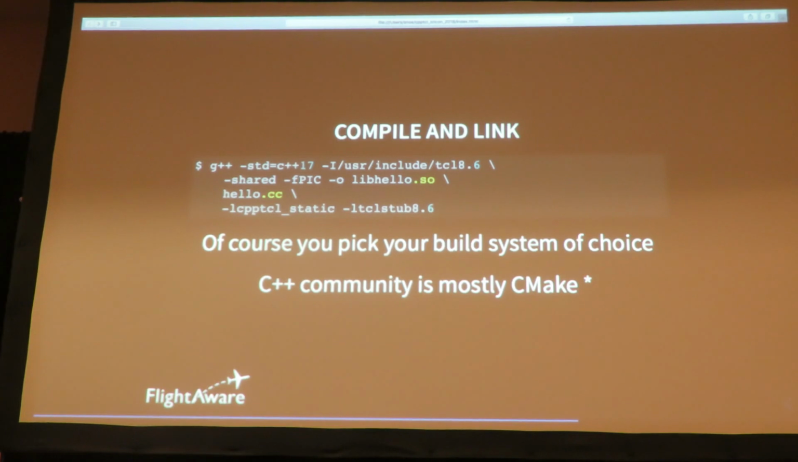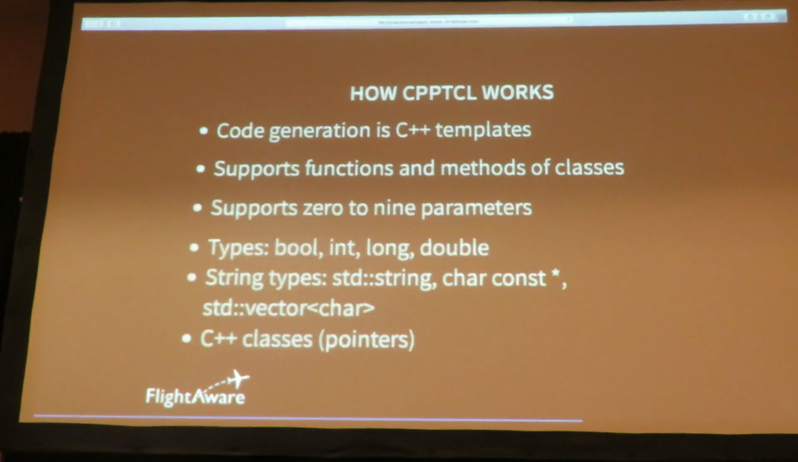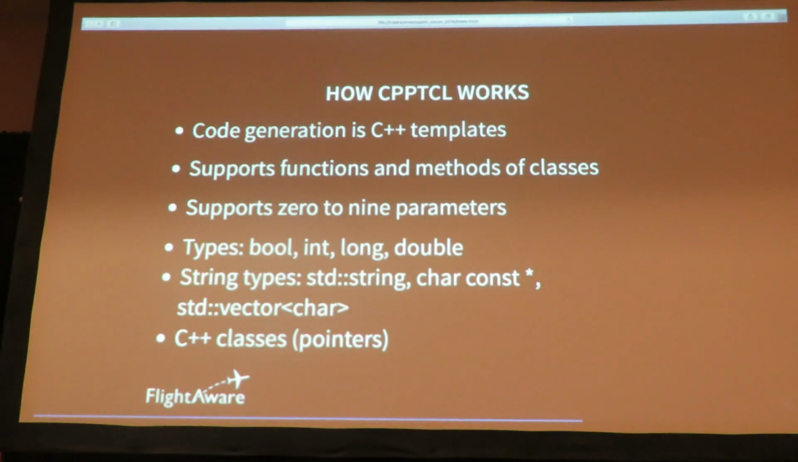I'm not in love with CMake, but we try to be sensitive to the community. And hopefully in the future, an improved find Tcl CMake template. Right? So how does it work? All of the code generation is C++ templates.